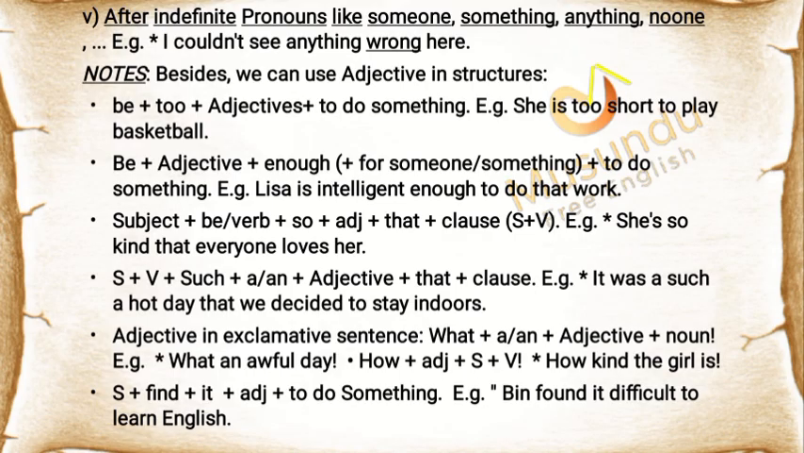Notes: besides, we can use adjectives in structures. Be plus too plus adjective plus to do something. Example: she is too short to play basketball. Be plus adjective plus enough, plus for someone/something, plus to do something. Example: Lisa is intelligent enough to do that work.